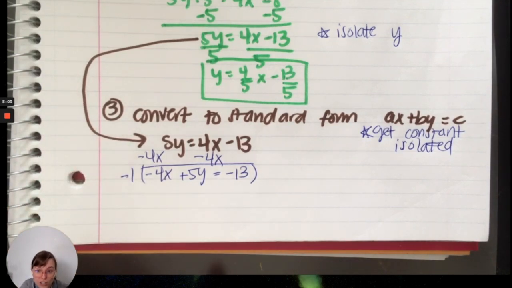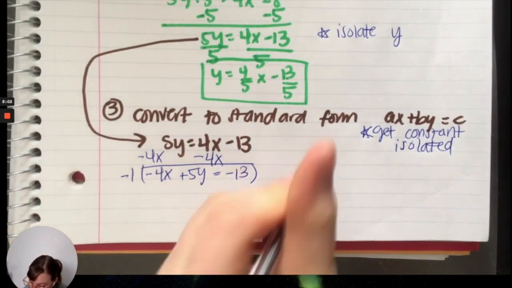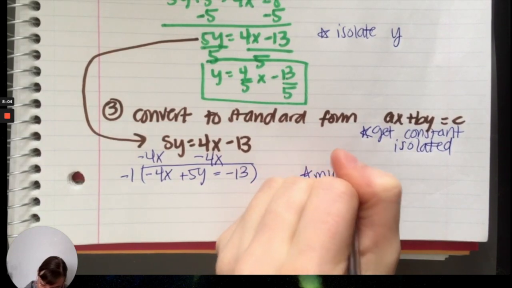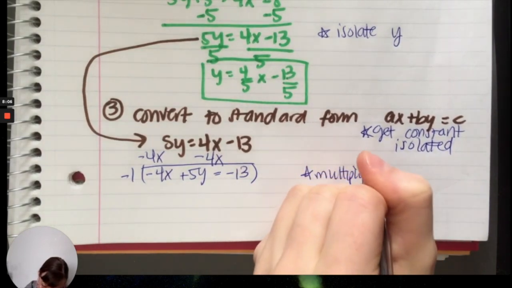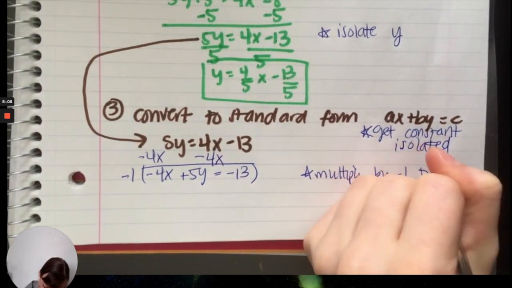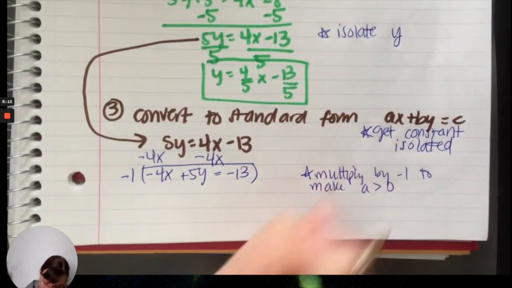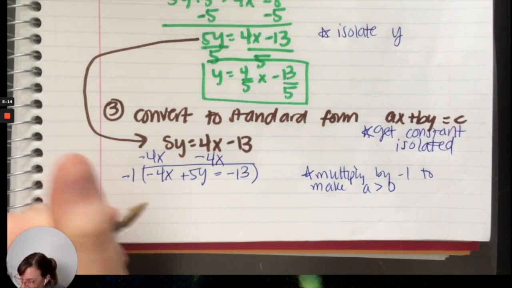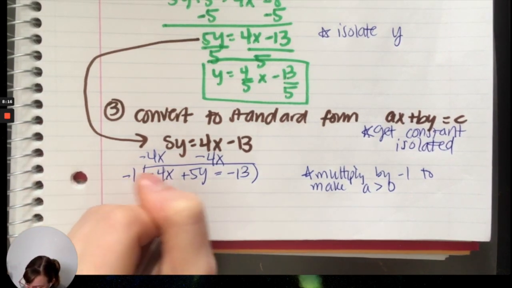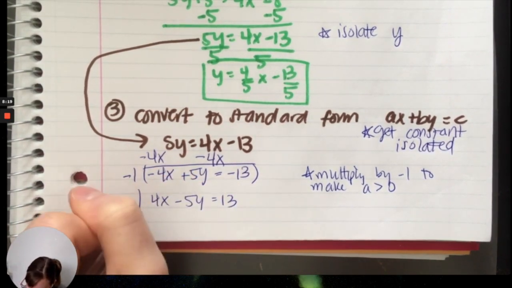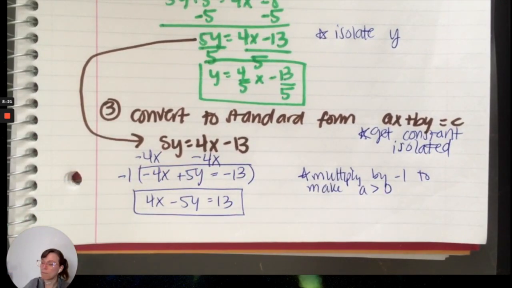I'm doing it to both sides of the equation, multiply by -1 to make a greater than 0. Greater than 0 means positive. So this turns into positive 4x minus 5y equals positive 13, and that is my standard form. So now I've converted from point slope to slope-intercept to standard form.